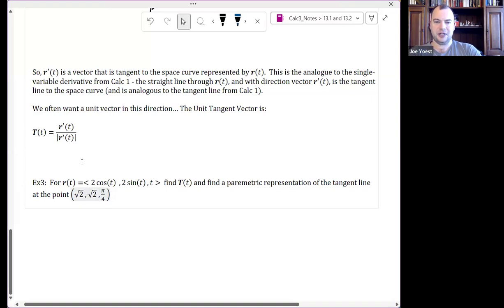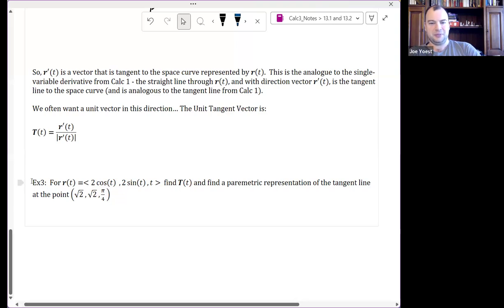Any questions so far? We're flying through this much quicker than I thought we were going to, so it might be an early night tonight. We're most of the way through 13.1 and 13.2.